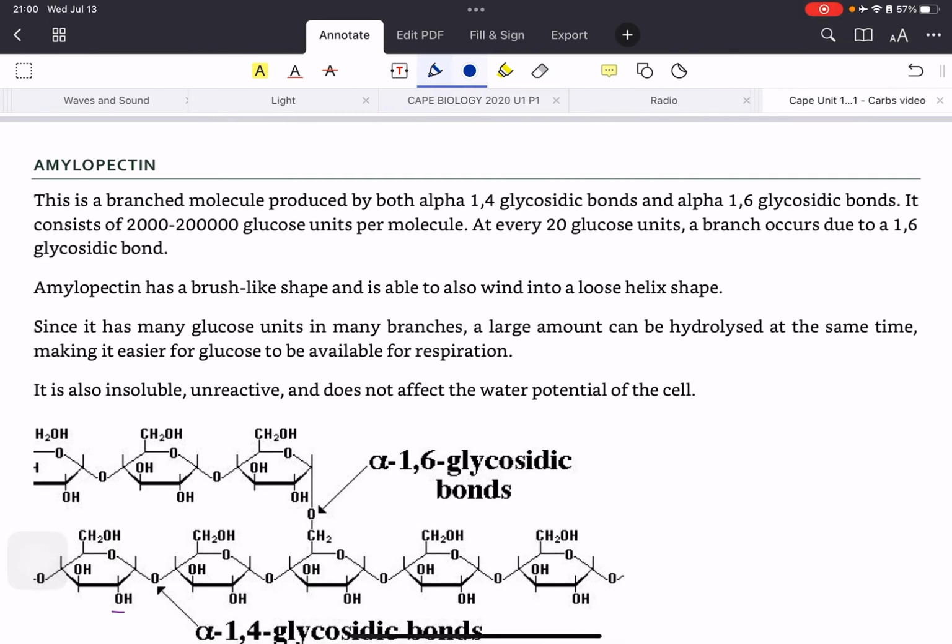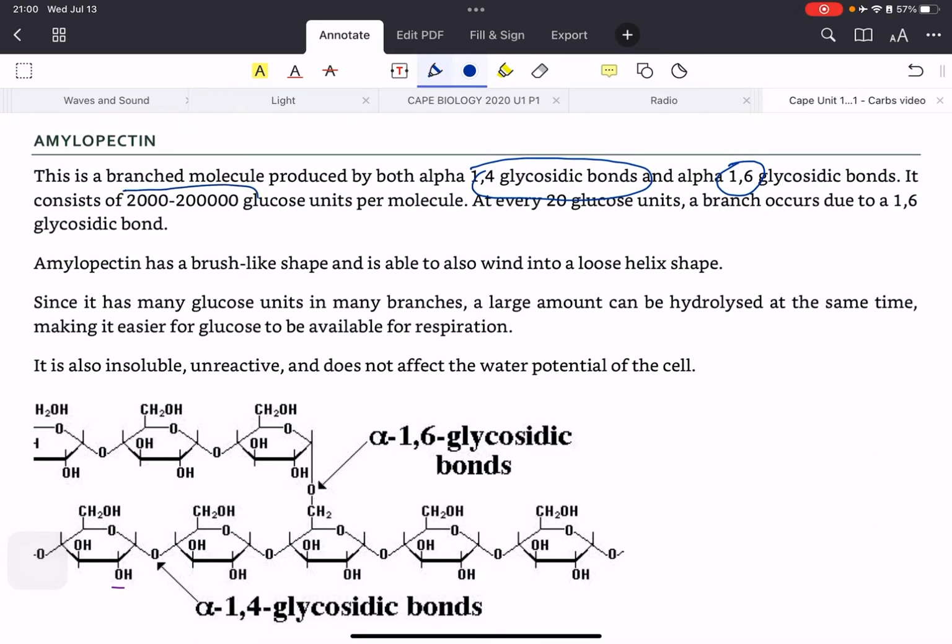So this one has branches like the tree, right? So 1,4 glycosidic bonds, just like amylose, but at the branches there's alpha 1,6 glycosidic bonds, right? And that only occurs at branches, and I'll show you what I mean. This one actually consists of thousands or even hundreds of thousands of glucose units, right? Now at every 20 or so glucose units, a branch will occur due to a 1,6 glycosidic bond.